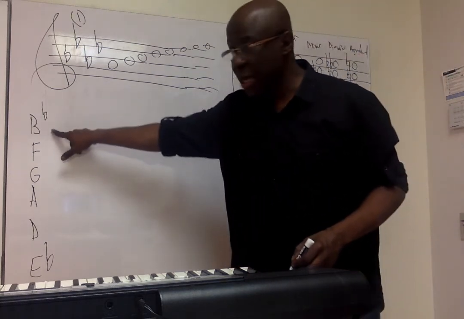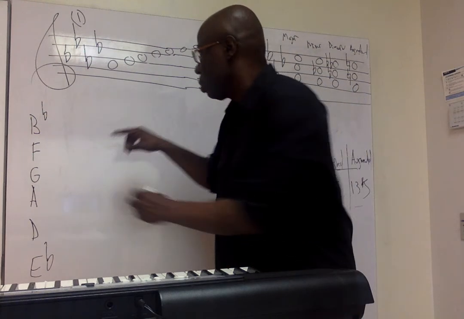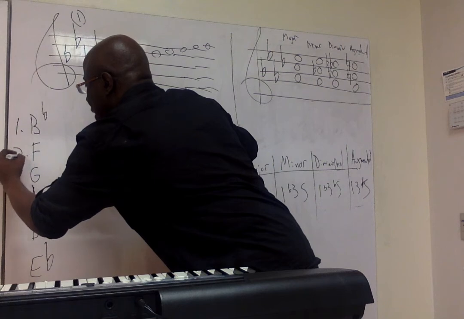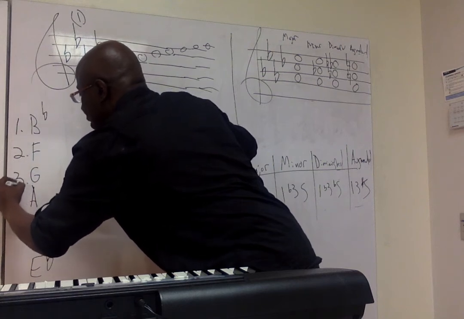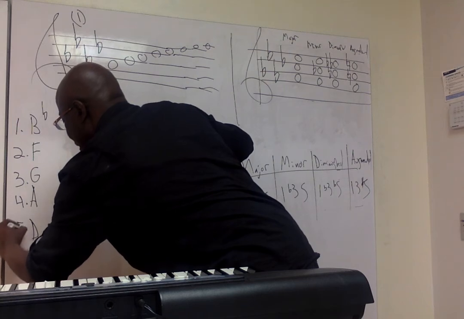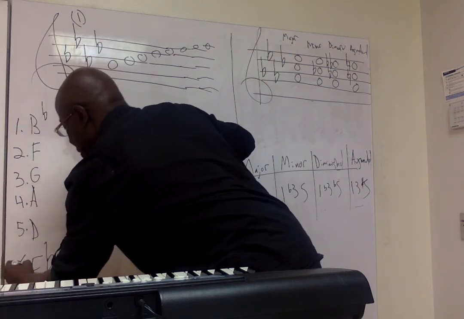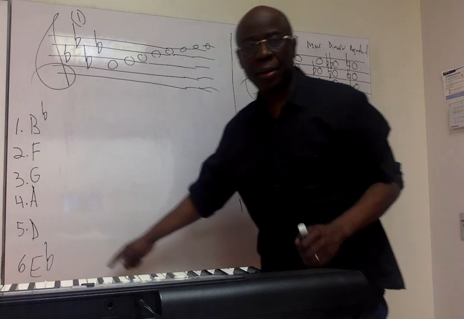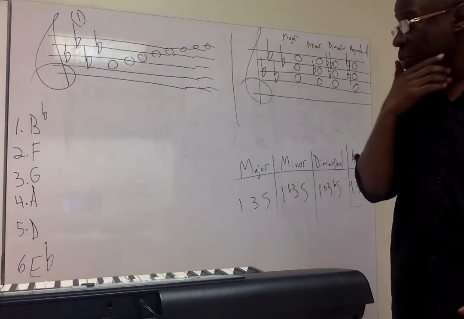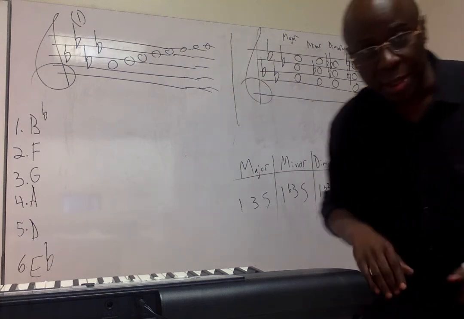So you do that for the key of B flat, 1. I'm numbering the keys. B flat, second key is F, third key is G, fourth key is A, fifth key is D, sixth key is E flat, okay? So this will be your homework that will be due on Wednesday, okay?